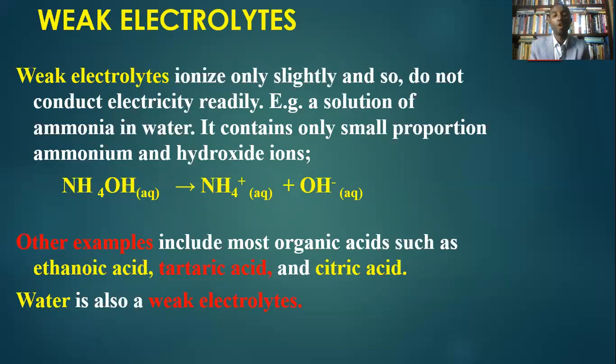So we still have other organic acids which belong to the family of weak electrolytes. They are electrolytes anyway, but they do not ionize completely. What are they? Ethanoic acid, tartaric acid, citric acid, even water. Water is also an electrolyte, but it's a weak electrolyte. Of course, we know that water conducts electricity, but compared to the strong electrolytes, it is classified as a weak electrolyte. So these are the electrolytes. So far, we have been able to point them out, with examples.